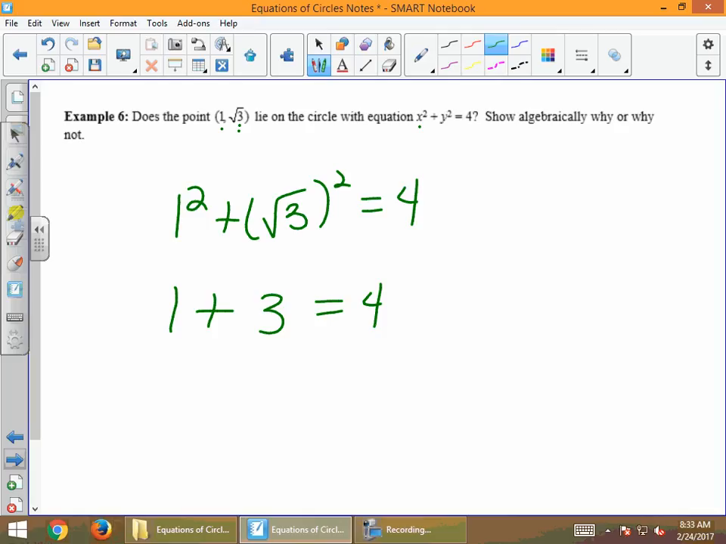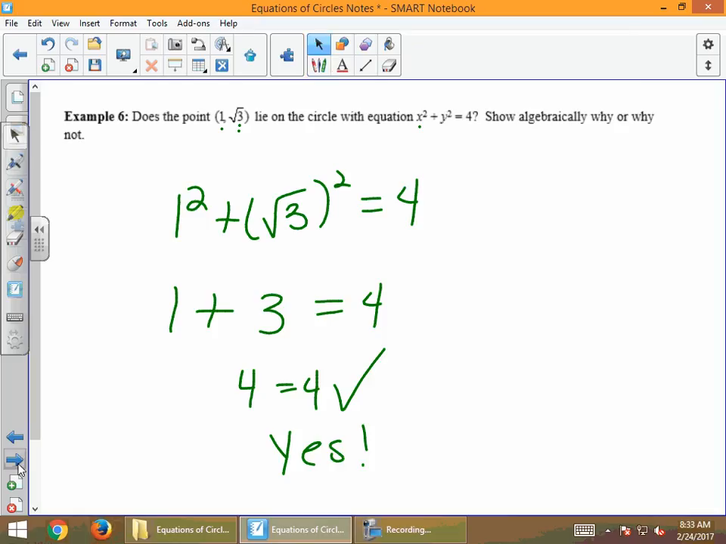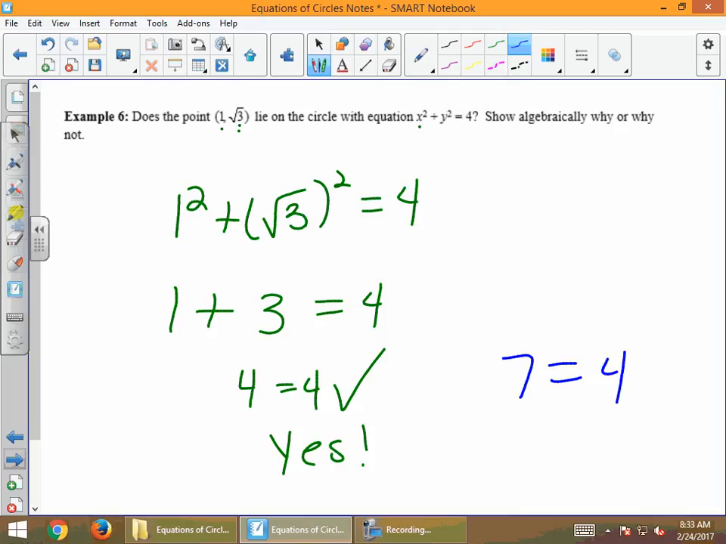And then you're going to do 1 plus 3, which is 4. If you get the same thing on both sides, that means that point lies on that circle. So your answer is yes. If you don't get the same thing on both sides, so let's say you got 7 equals 4. Well, 7 doesn't equal 4. So your answer would be no. Okay. The same thing on both sides, yes, that point lies on the edge of that circle. If you don't get the same thing on both sides, then it's no. This point does not land on the edge of that circle.